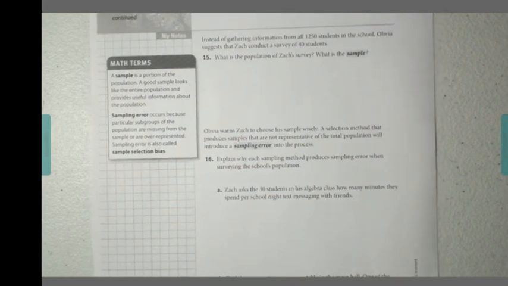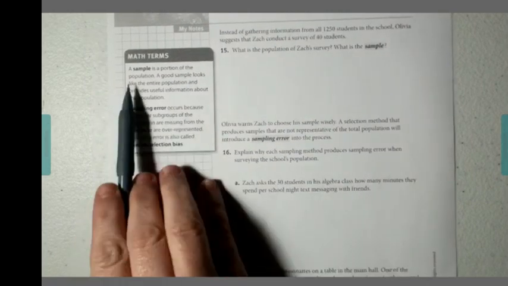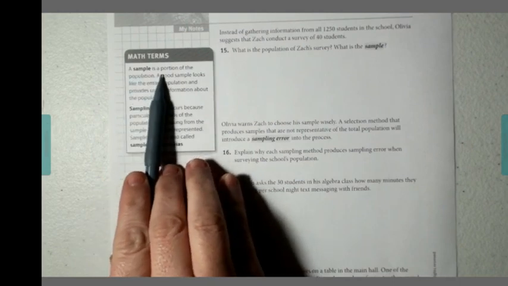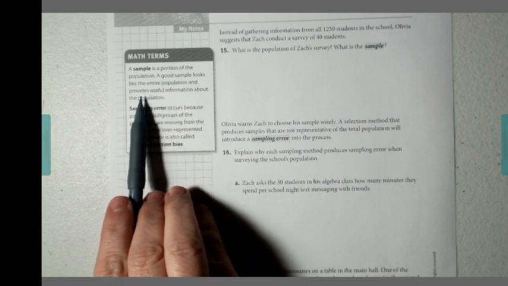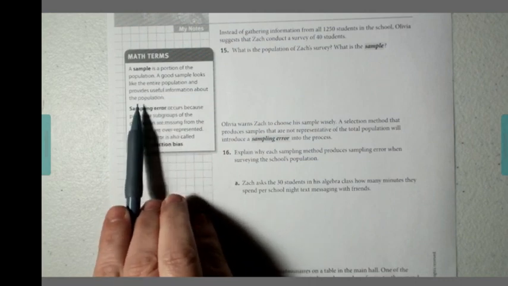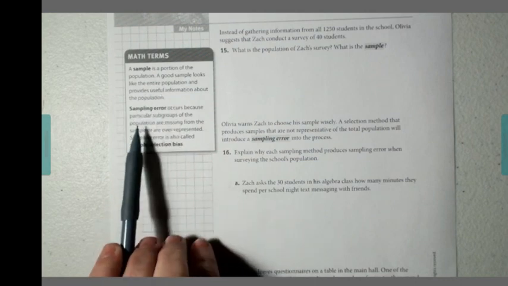It says instead of gathering information from all 1,250 students in the school, Olivia suggests that Zach conduct a survey of 40 students. It says a sample is a portion of the population. A good sample looks like the entire population and provides useful information about the population.